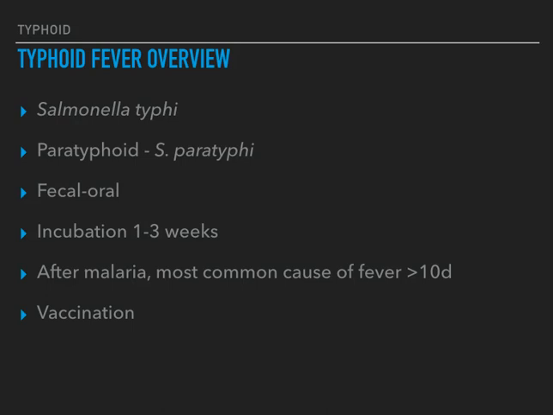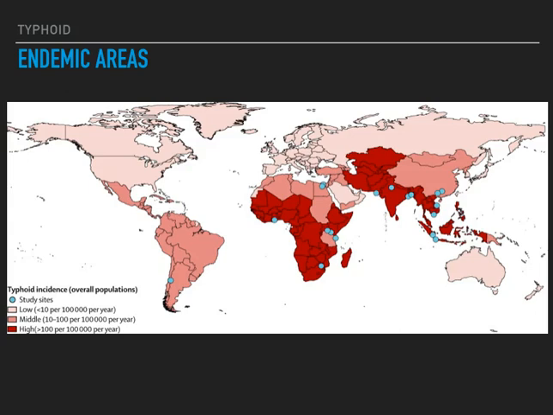This causes gut inflammation, necrosis, and ulceration, and it can then disseminate via the lymphatics into bone marrow, gallbladder, and spleen. This map is out of the Lancet, and again, you can see this disease is mostly in the tropics, mostly in the developing world, largely in Africa and in the Indian subcontinent and Southeast Asia.